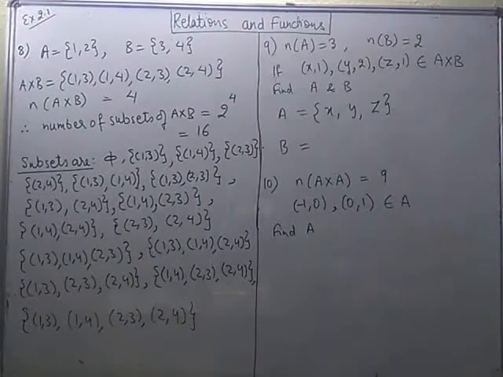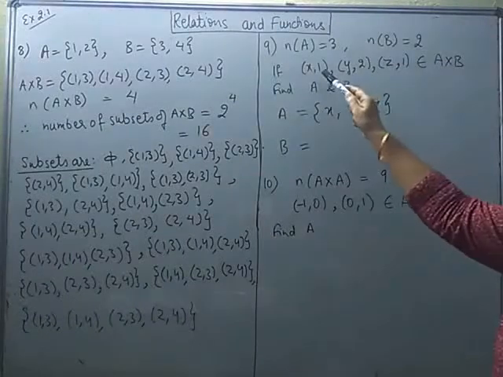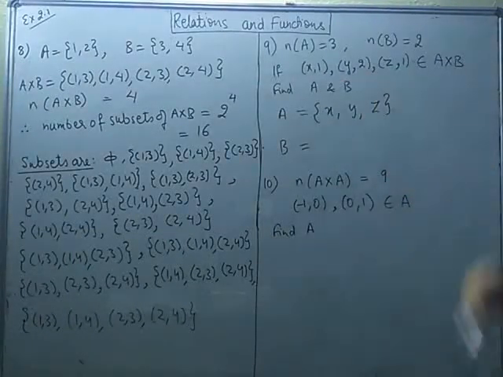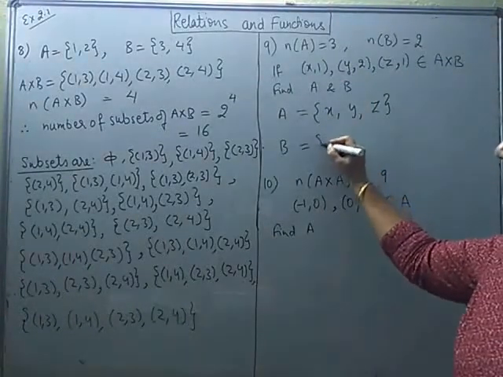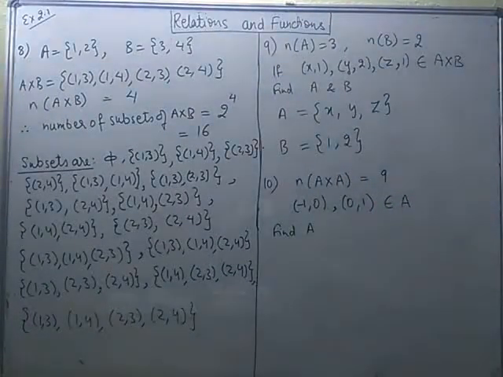In the same way, the second elements of the pair, they belong to the second set. So look at the second elements 1, 2, 1. So 1 is appearing 2 times, but in the set we will mention it only once. So the set B is having elements 1, 2. So the set A and the set B are defined.